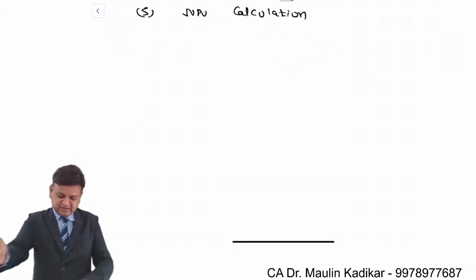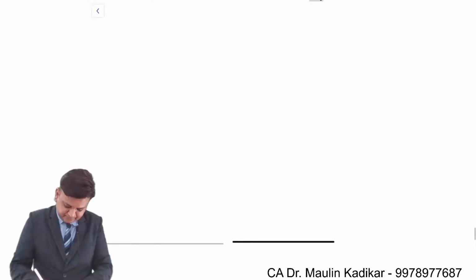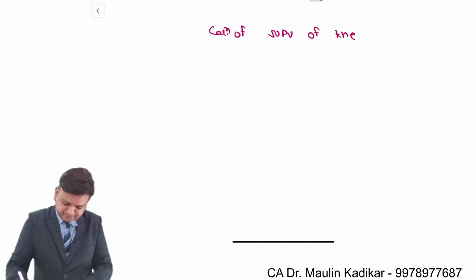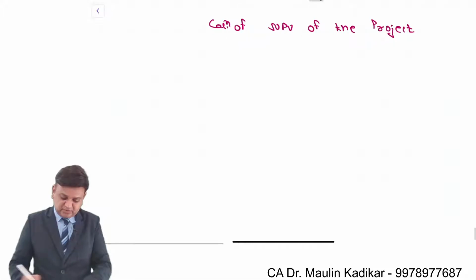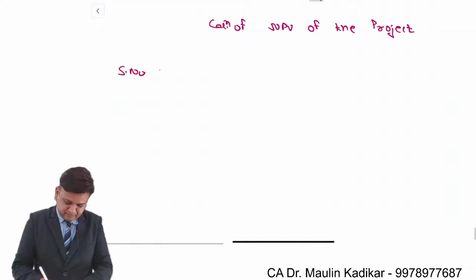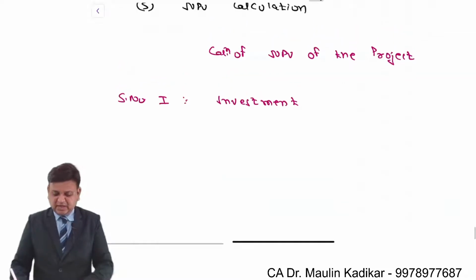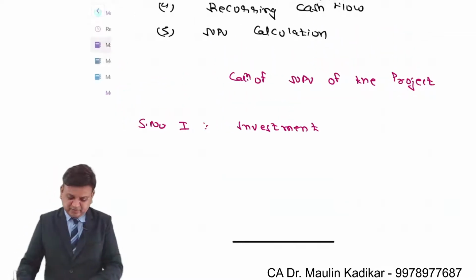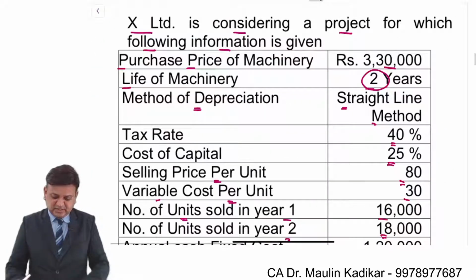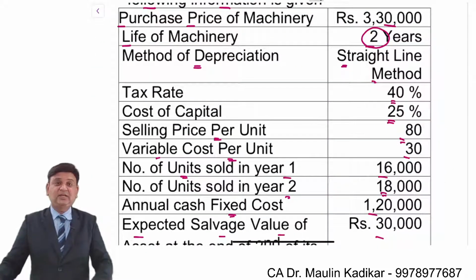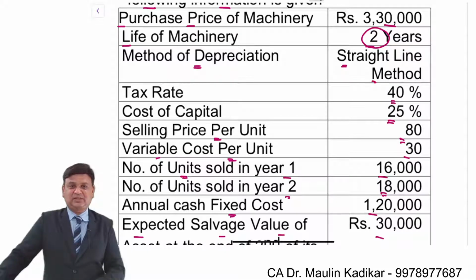Now we are starting with the answer. Heading, write down: calculation of NPV of the project. In that, write down step number 1, investment. I want any of you to tell me, from the given information, what is the amount of the investment to be made in year 0 when we initiate the project.